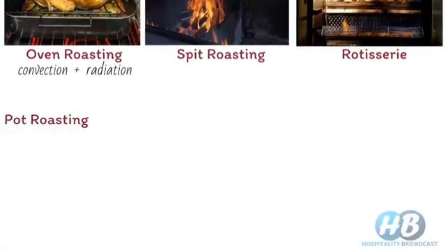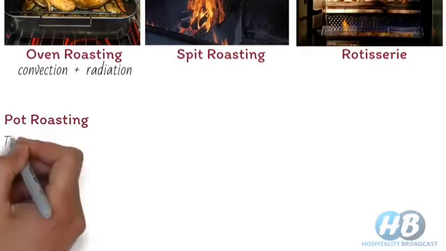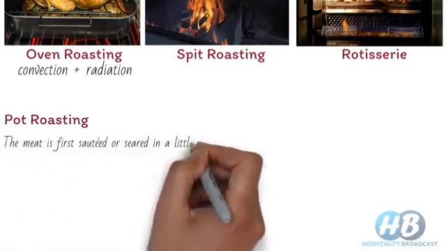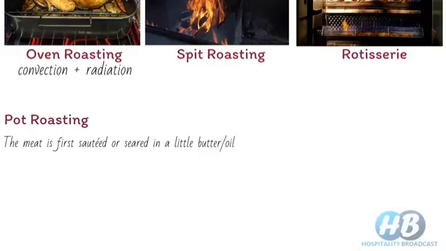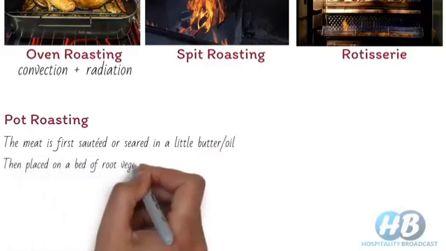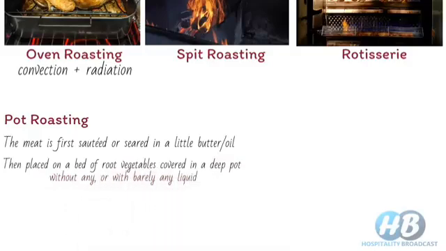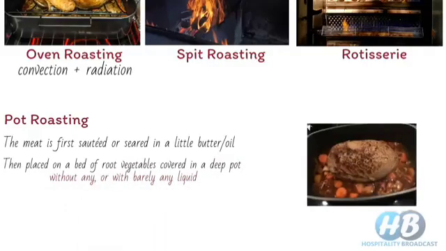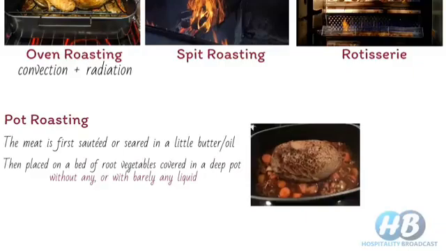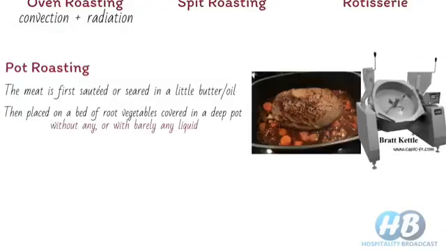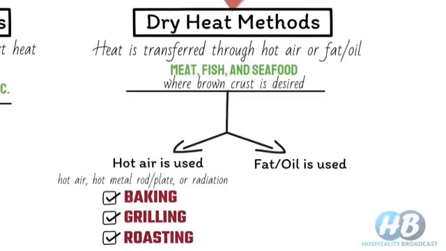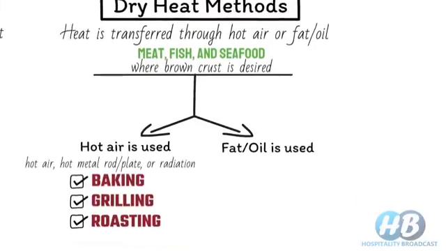Next, we have pot roasting, which is more suitable for large joints or cuts, especially of beef. The meat is first sautéed or seared in a little butter or oil till it gets golden brown color, then placed on a bed of root vegetables covered in a deep pot without any or with barely any liquid. The pot is tightly covered and the meat is cooked gently. Note, pot roasting may be done in a pot or pressure cooker or in a bread kettle and may be finished in an oven.